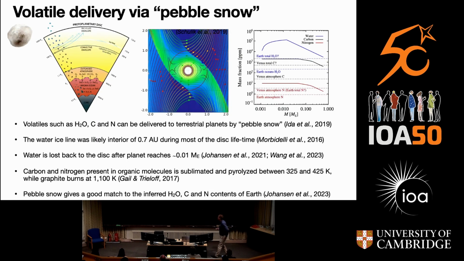Okay, let me go into a little bit more detail about this volatile delivery mechanism via pebble snow. This is just an illustration I found on Google of a dirty hailstone that fell on Earth. But you could sort of imagine that pebbles might look something like this. There's a solid inside, then there's a big ice rim, and the ice rim is maybe filled with some organic goo also, not life, but organic molecules that carry carbon and nitrogen. Yeah?